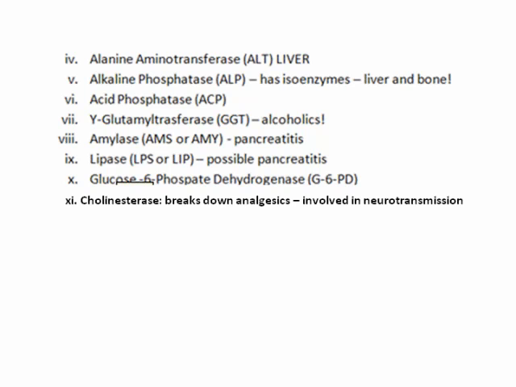Amylase and lipase are found very elevated in pancreatitis. Some physicians think lipase is a little more sensitive and stays elevated longer than the amylase. Glucose 6-phosphate dehydrogenase has involvement with megaloblastic anemia. And cholinesterase here is one that we haven't talked about a whole lot, but this one breaks down analgesics in surgery. It's involved with the neurotransmission things within the body.